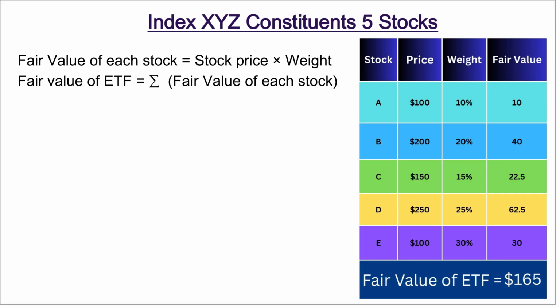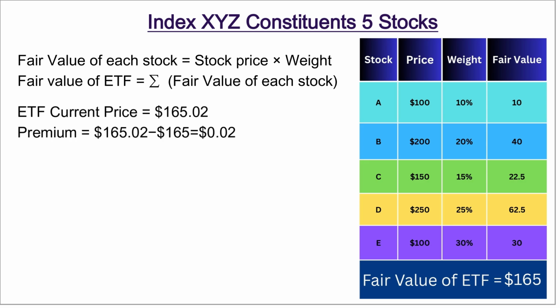So the fair value of the ETF or the index is 165. We can't say the index because we can't trade an index, so that's why we say the fair value of the ETF is $165. Let's say the ETF is currently trading at 165.02, then there is an arbitrage opportunity.